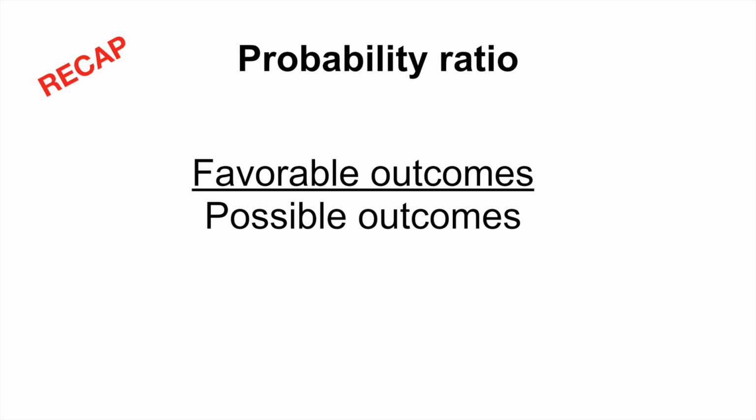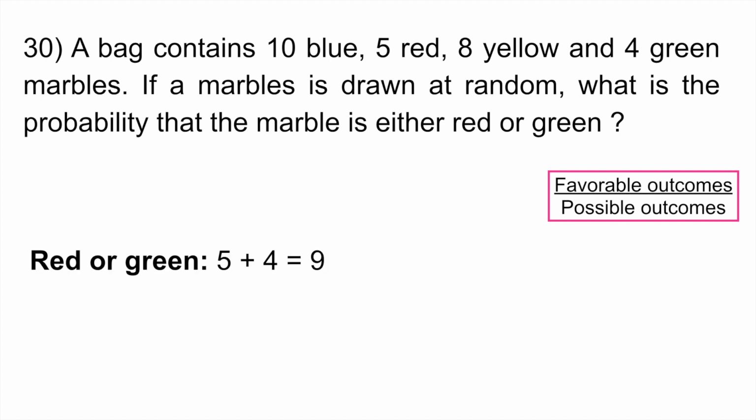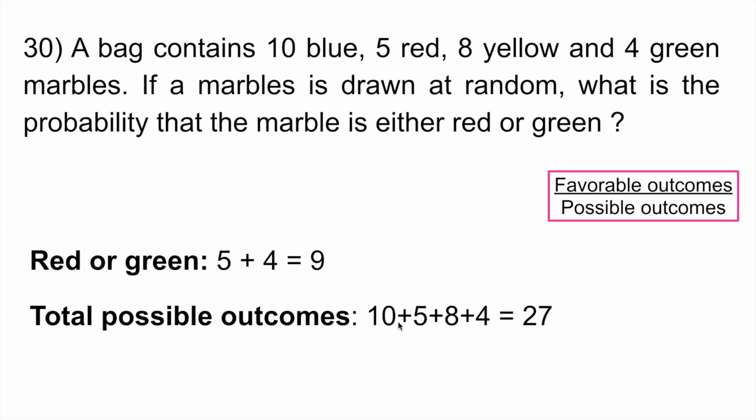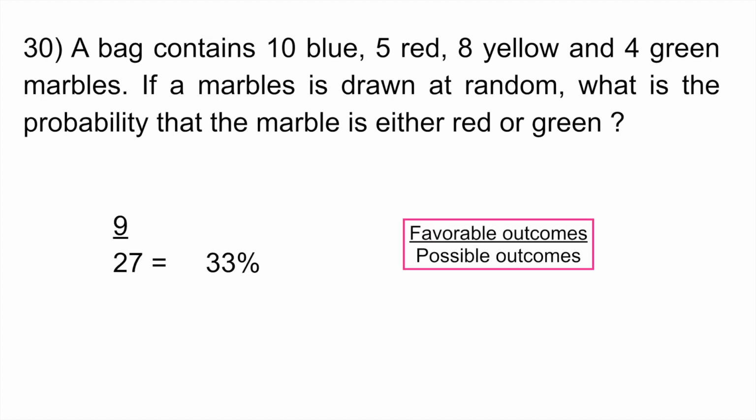All right, so let's remind ourselves again about probability ratios, and we kind of covered this in a question earlier. Remember that to set up a probability ratio, you set up the number of favorable outcomes, or what you want to happen, divided by the total number of possible outcomes. In this case, the favorable outcome is that you get a marble which is red or green. There are 5 red marbles, so you add 5 plus 4, the number of green marbles, which gives you 9. That 9 is the number on top. For the possible outcomes, you basically have to add all of the marbles, because that's the total. So all you have to do then is divide that 9 by 27, and that gives you 33%. Option D.